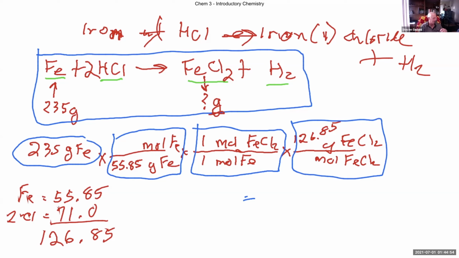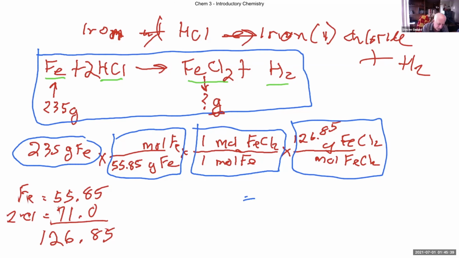So what we do is, on our trusty calculators, we're going to start with 235. And the first number's on the bottom. So what do I hit? Divide. So 235 divide 55.85. And times 1 divided by 1 is just 1. Times, and then times, because the number's on the top, 126.85.